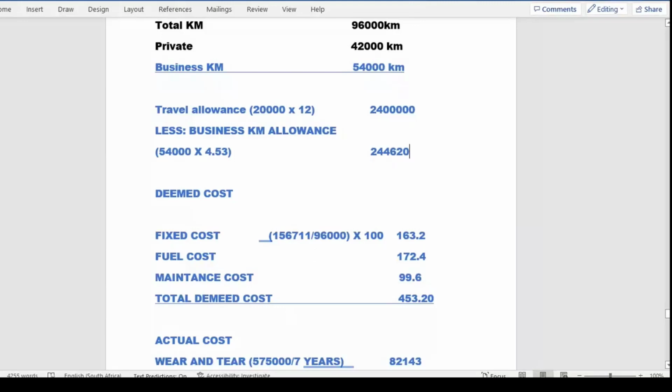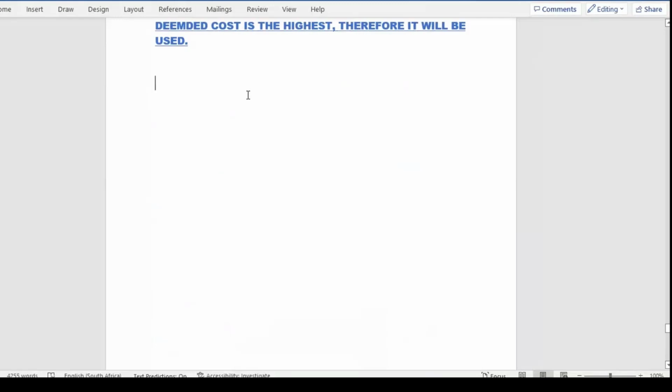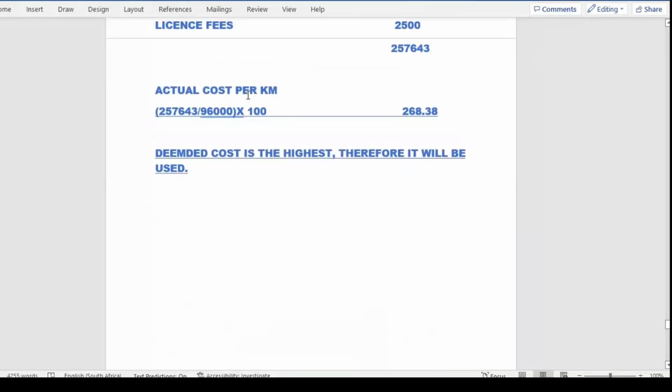And you're going to look at the difference between the two. The difference will be your taxable portion. So 244,620 minus 240,000 is 4,620. And there will be your taxable income.